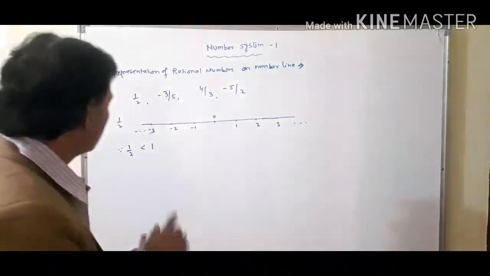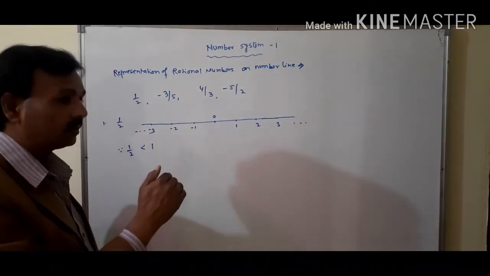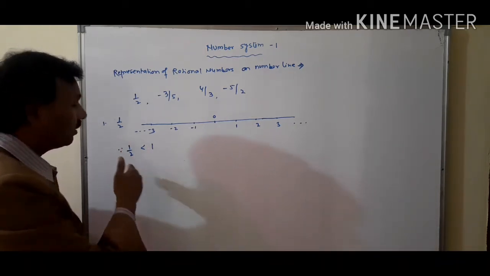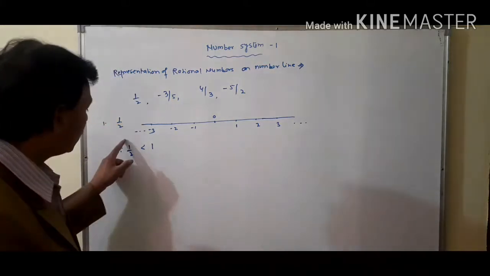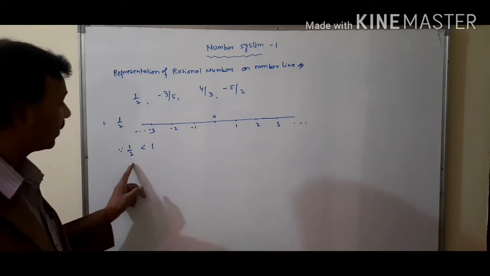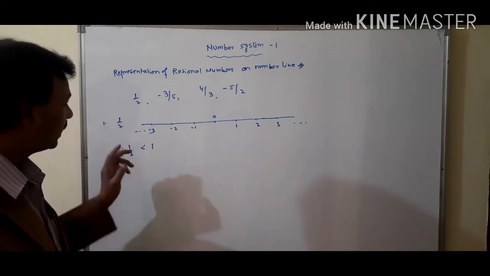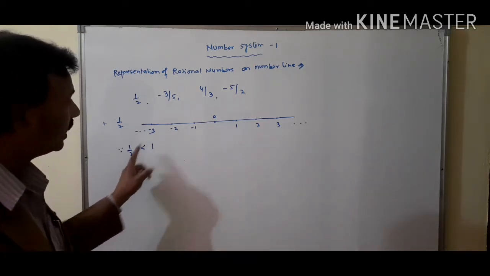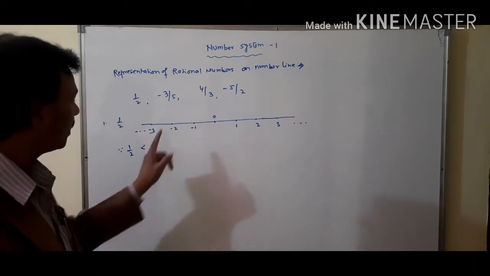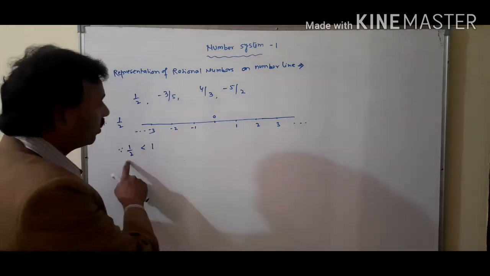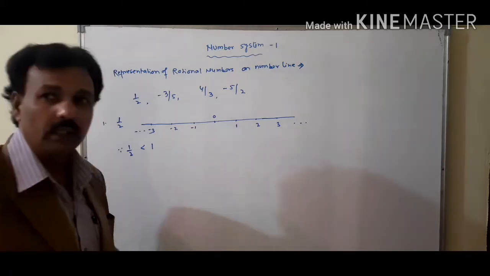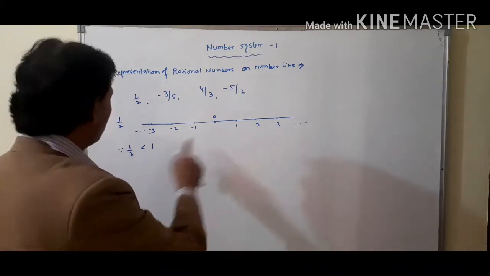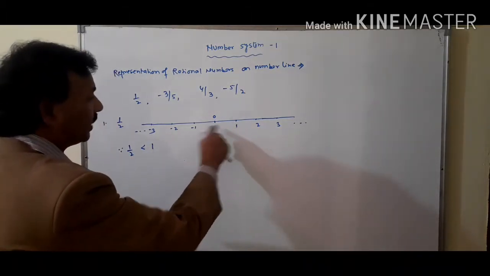If the number is positive, then it will be greater than 0, and if negative, then it will be less than 0. But 1 by 2 is positive, so it is greater than 0. And 1 by 2 is less than 1, so 1 by 2 lies between 0 and 1 in the positive direction. But where exactly between 0 and 1 does 1 by 2 lie?